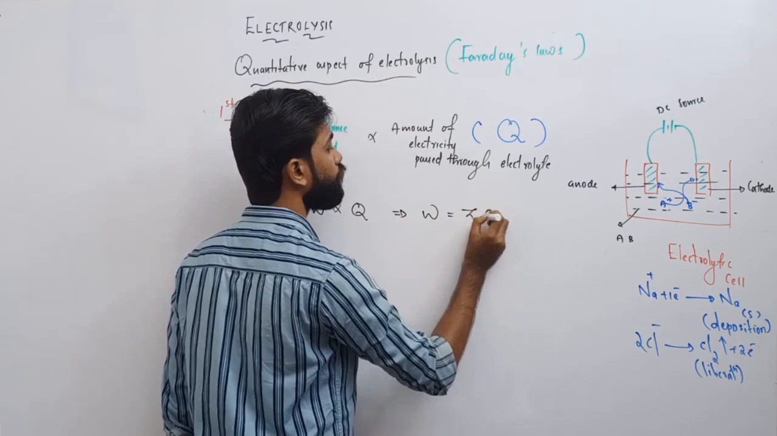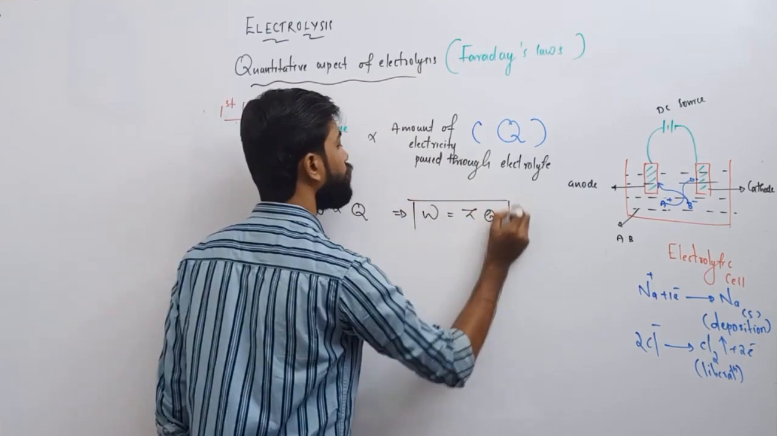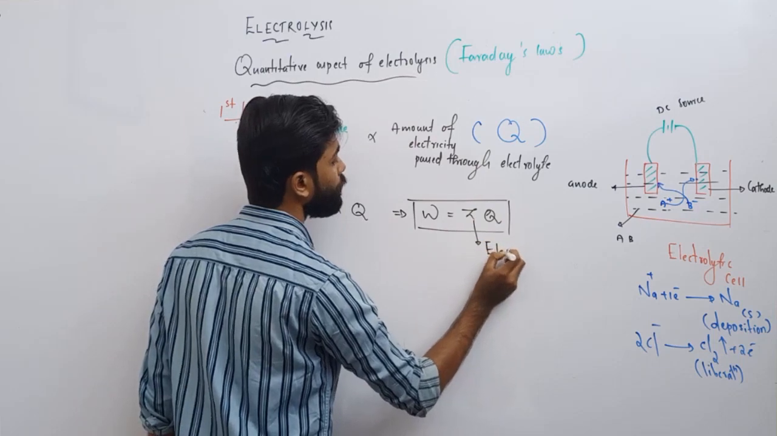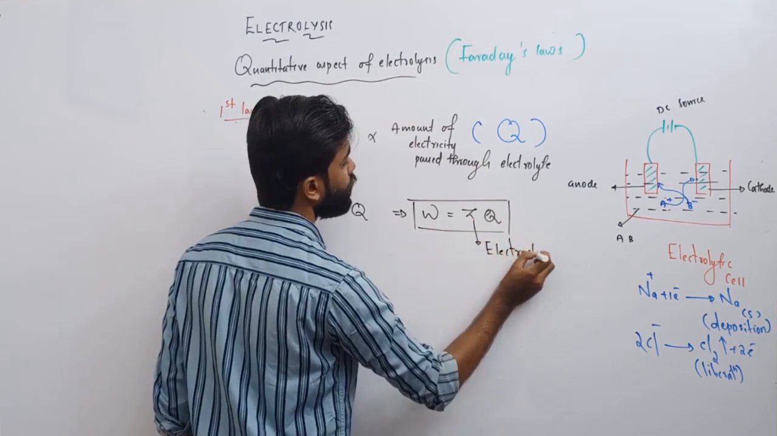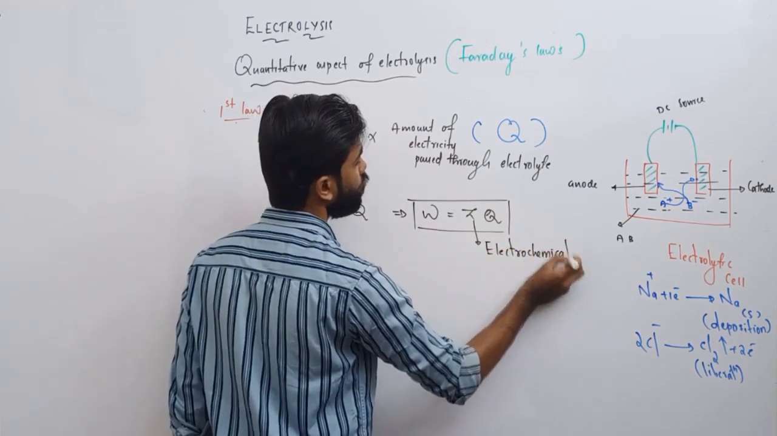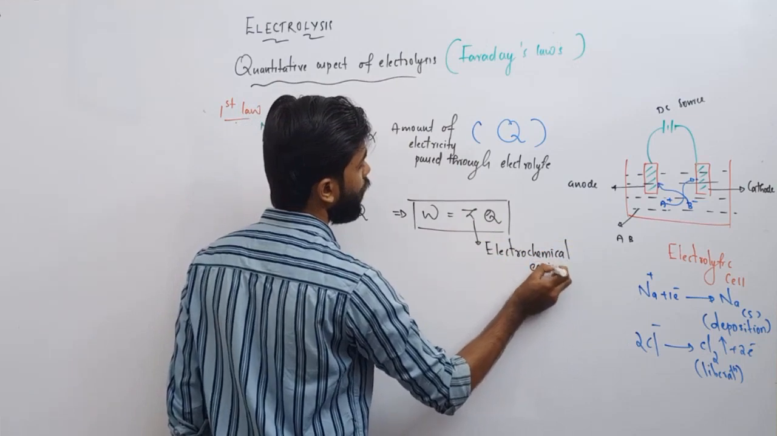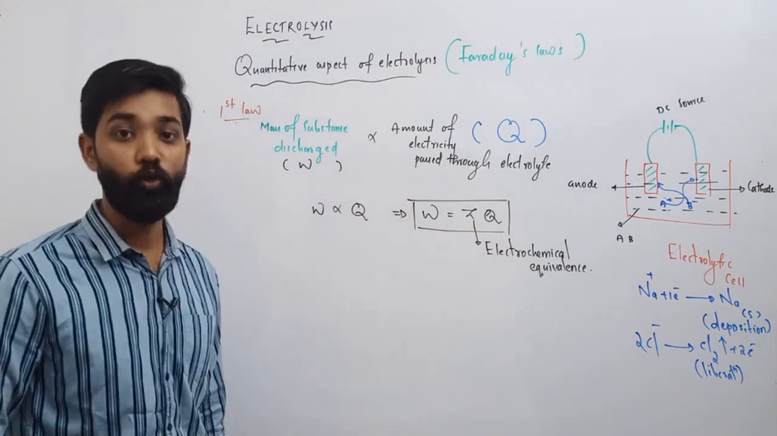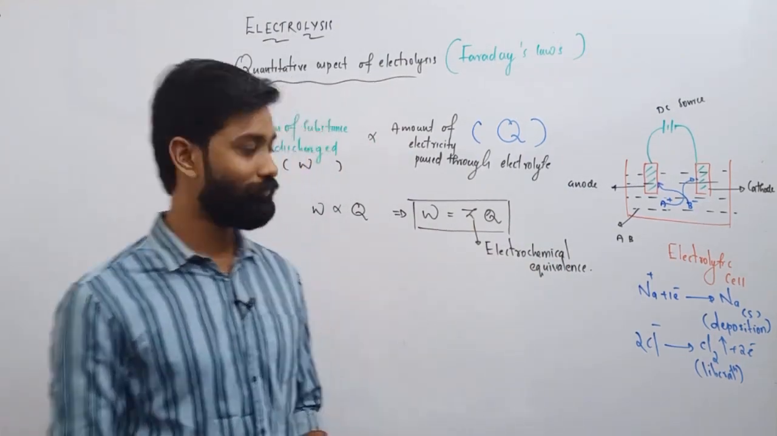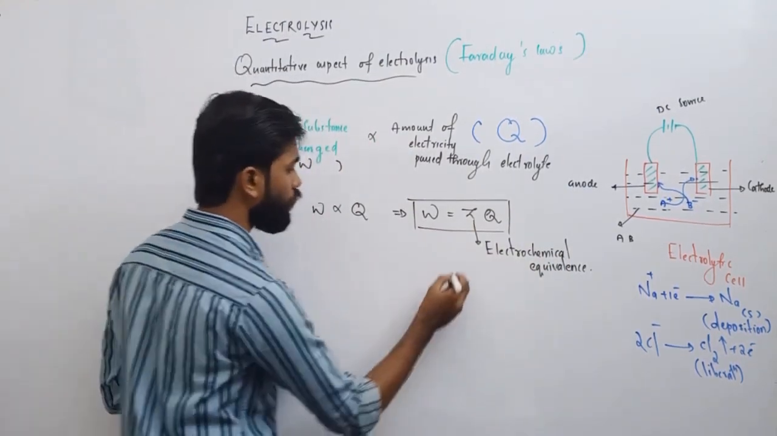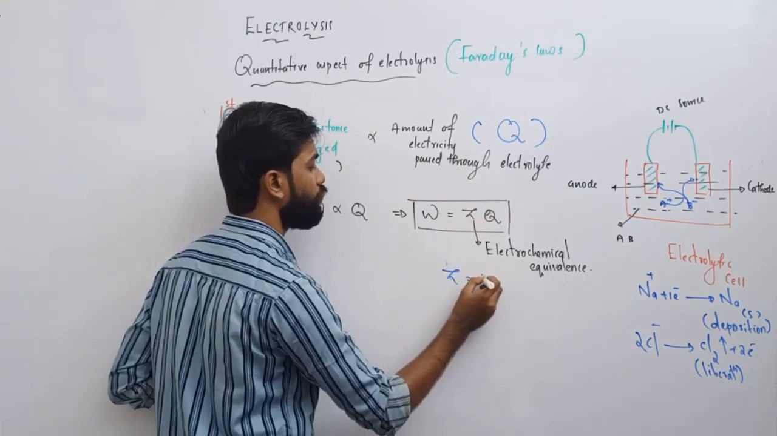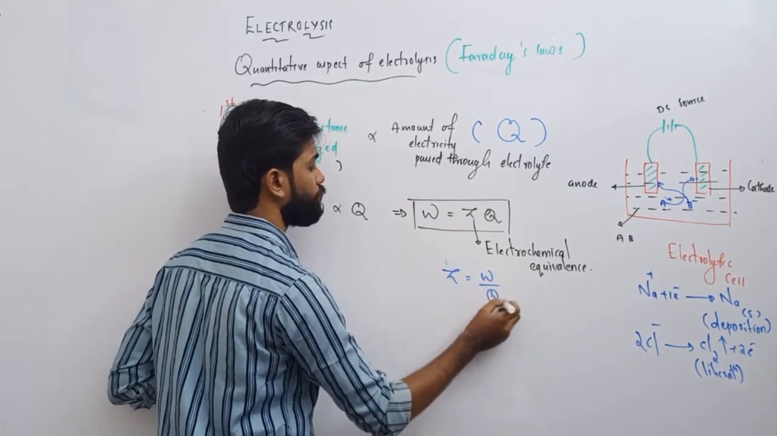So W is proportional to Q in a mathematical sense, or W is equal to ZQ, where Z is known as electrochemical equivalence. What about the expression for Z? Z is equal to W by Q.